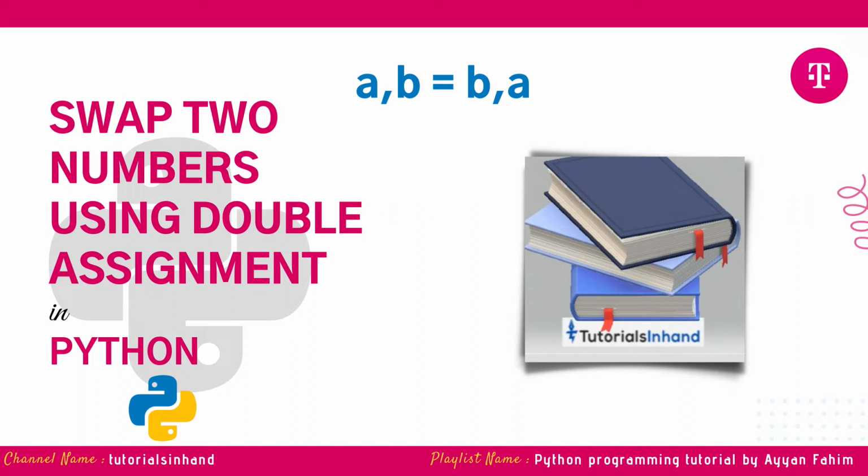In this video tutorial, we are going to see how to swap two numbers using double assignment in Python. So without further ado, let's get started with the video. First of all, in order to write the program, we are going to use VS Code, but you can use any IDE of your own personal choice. So let's quickly move to VS Code.